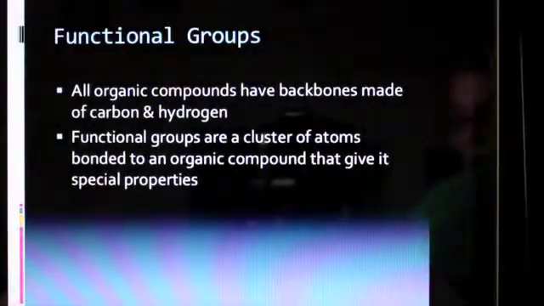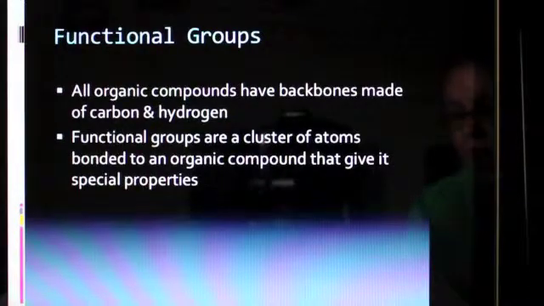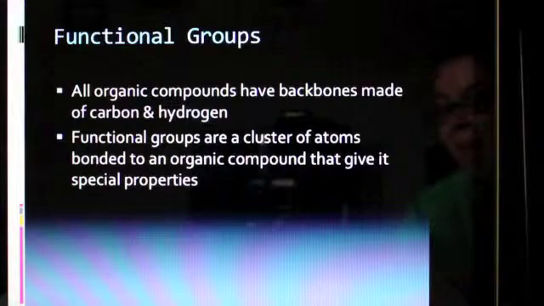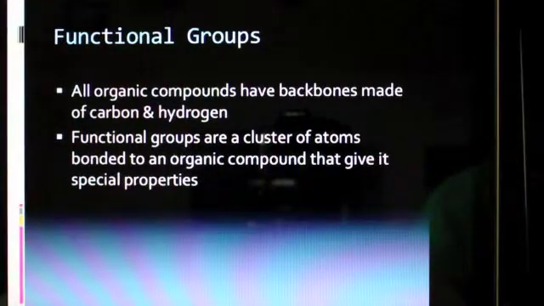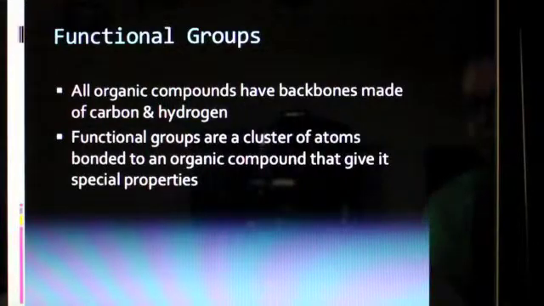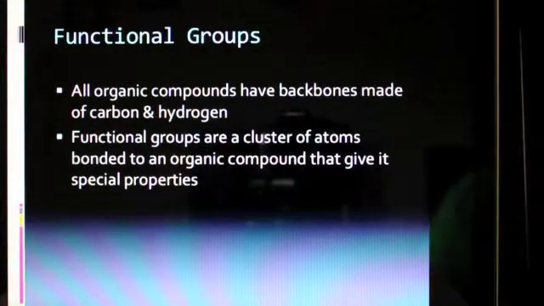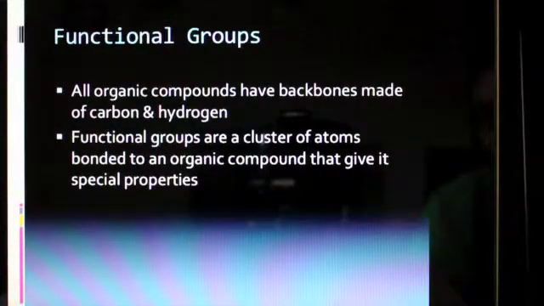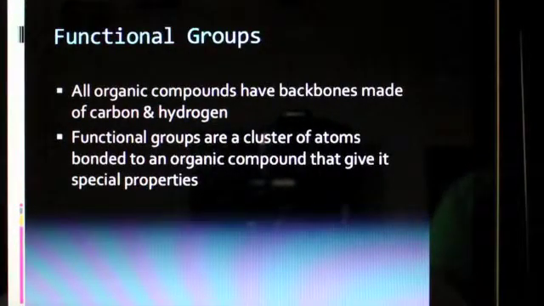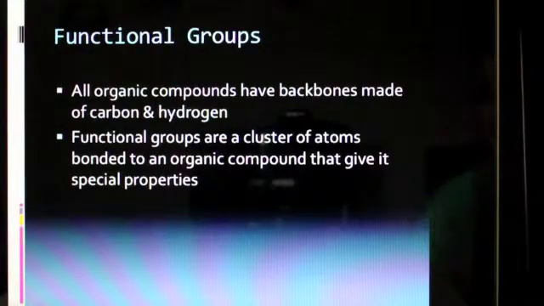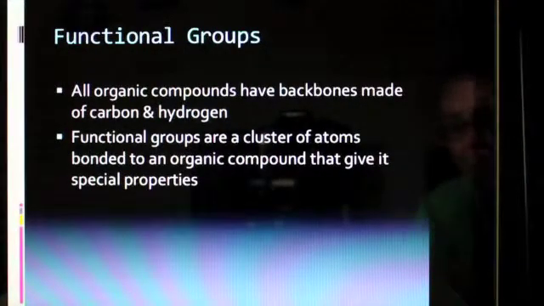Okay, so in organic chemistry, you have lots and lots of chains of carbons and hydrogens, and the backbone of all organic compounds is going to be made of carbon and hydrogen. However, you will also have functional groups. Functional groups are clusters of atoms that are not mainly carbon and hydrogen. They've got other things too. These are bonded to an organic compound. They give it special properties.